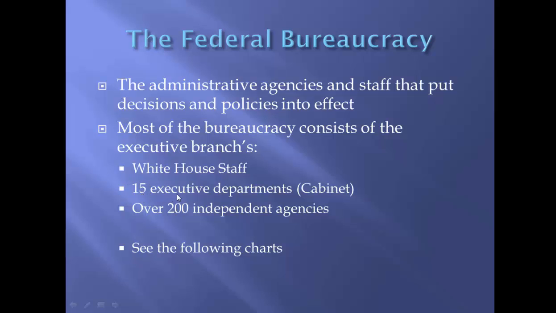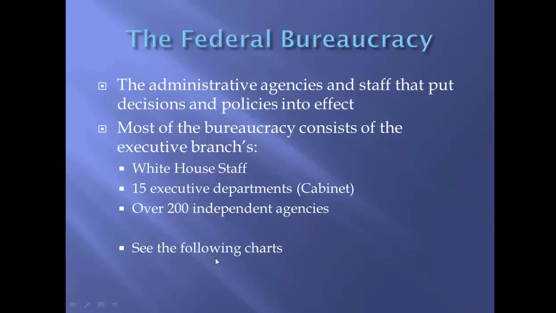Officially, there are 15 executive departments. This is known as the President's Cabinet. Along with that, there's over 200 independent agencies. Some of the names you're going to know that you're familiar with. Other ones you're like, what the heck do them people do? You're not quite sure, right?